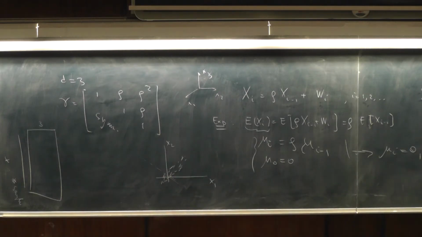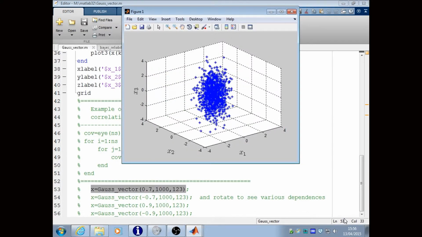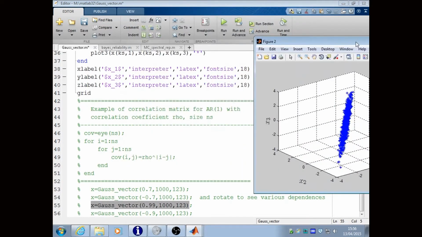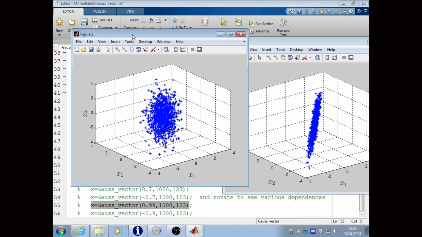So it's F9, right? Okay, here you are. Can you see it? So this is for 0.7. So let's try right now a higher correlation. Let's see 0.99.